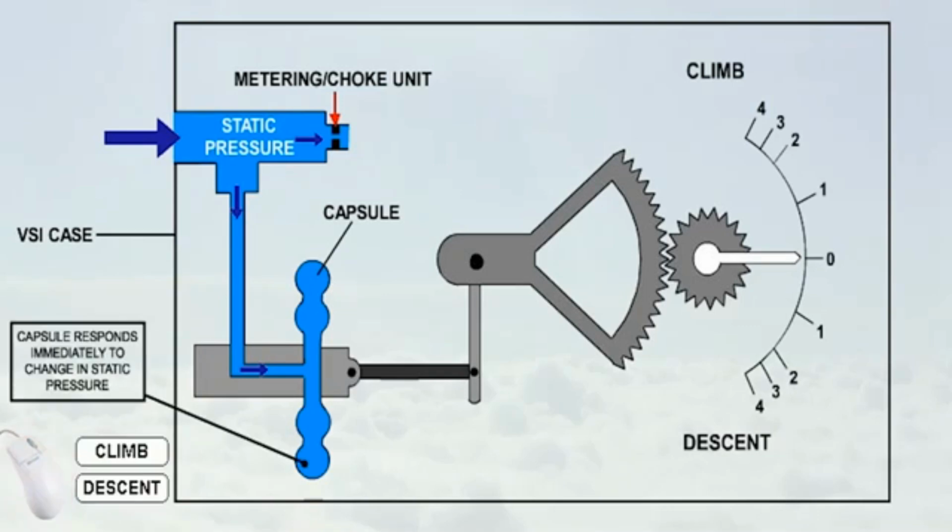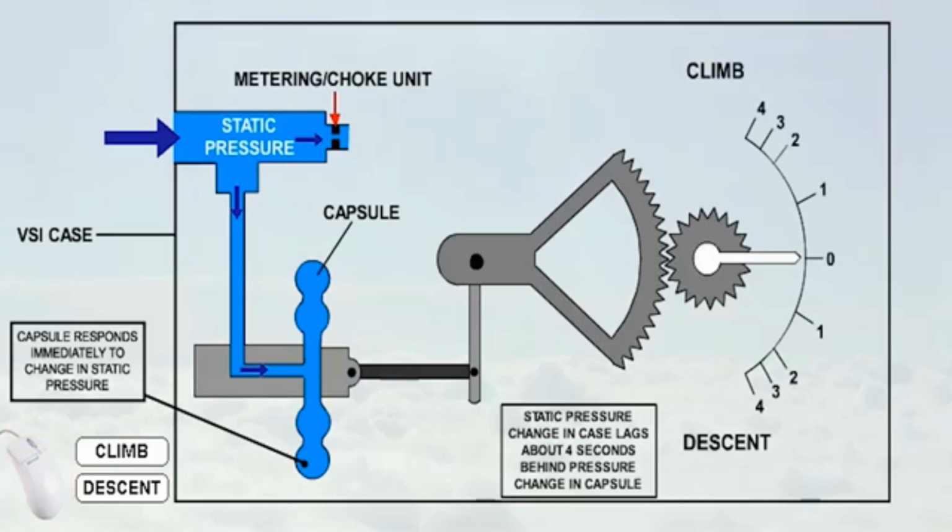Static pressure is fed to a capsule enclosed within an airtight case. The case itself is also fed with static pressure, but this feed comes through a restricted metering unit. Thus, if the static pressure is changed, the pressure surrounding the capsule changes at a slower rate than that within the capsule.